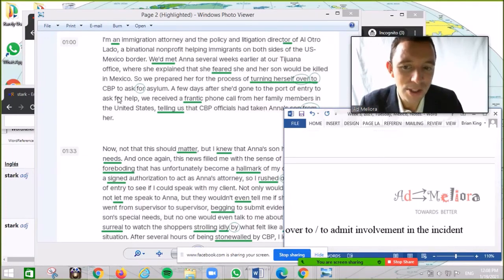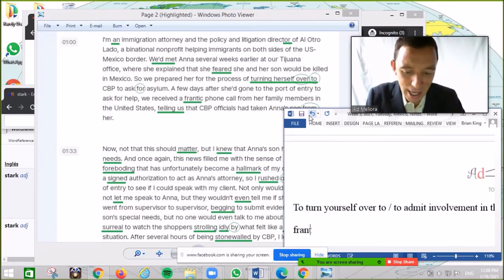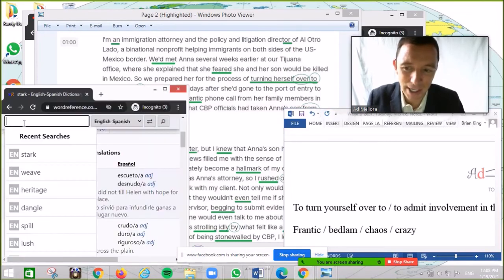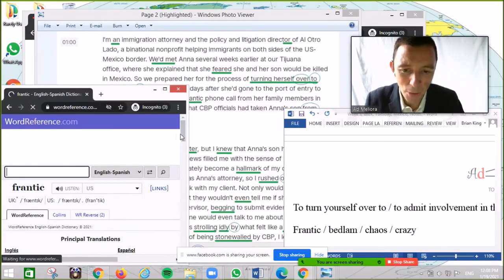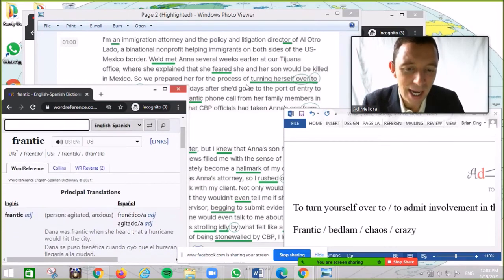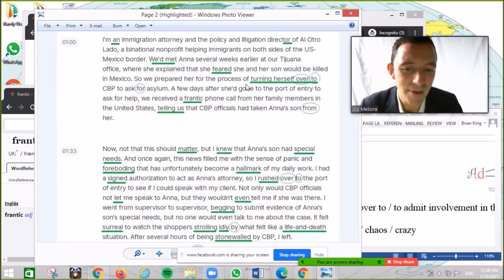She's turning herself over to CPB, to ask for. So the preposition is very typical, pedir por, to ask for, so important in English. To ask for chocolate, to ask for a milkshake, to ask for the check, to ask for the bill, to ask for, okay? Frantic is fantastic vocabulary as well. It's like chaotic, crazy, bedlam. So I'll give you another couple of words. Frantic, bedlam, chaos, crazy, and in Spanish specifically, frantic, maybe it's the same. I hope it's the same. Frenético, okay, very, very similar. Agitado. So in English we say agitated as well, and frenetic I think is possible, but frantic is like very crazy, very wild.